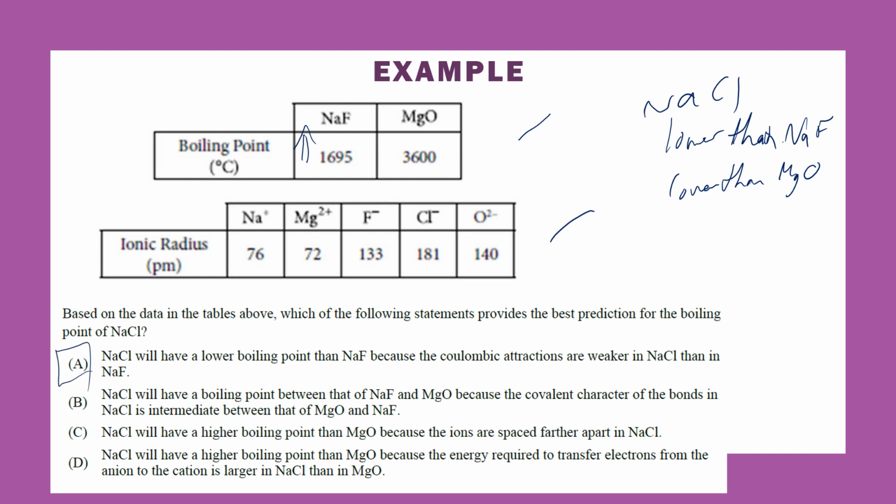So A is probably the best answer: sodium chloride will have a lower boiling point than sodium fluoride because the Coulombic attractions are weaker in sodium chloride than in sodium fluoride. That's our choice. We know it's not between the two, and we know it's not higher than both, so it's got to be A.